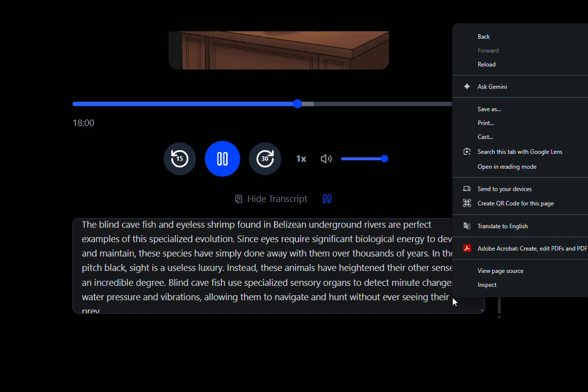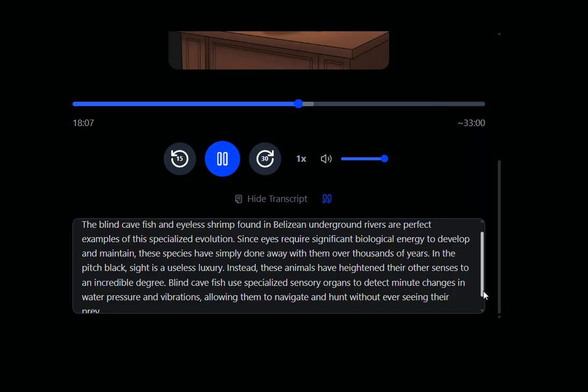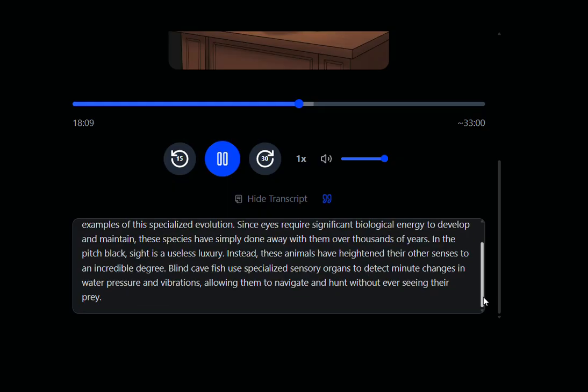Since eyes require significant biological energy to develop and maintain, these species have simply done away with them over thousands of years. In the pitch black, sight is a useless luxury. Instead, these animals have heightened their other senses to an incredible degree. Blind cavefish use specialized sensory organs to detect minute changes in water pressure and vibrations, allowing them to navigate and hunt without ever seeing their prey.